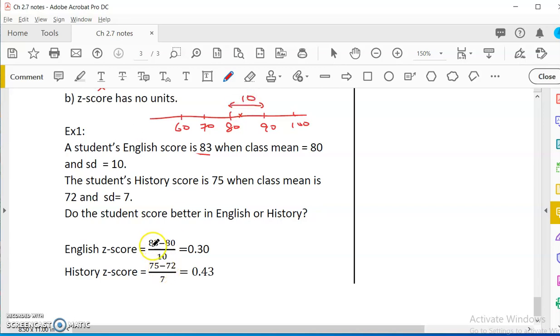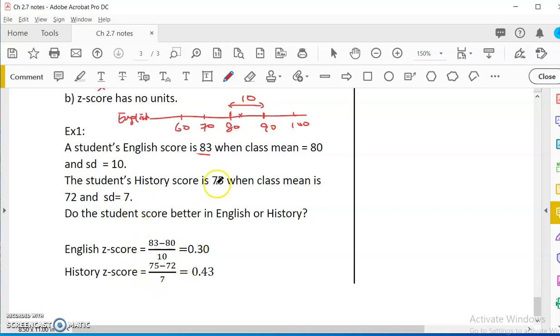So we would calculate 83 minus 80 over 10, that's 0.3. So this is the English z-score. Its position on the English data line is 0.3. So if someone tells me that your z-score is 0.3, you know that you are 0.3 times of a standard deviation above the mean. You're not 0.3 score above the mean. It's 0.3 times of the standard deviation. If the standard deviation is 1 tick mark, you are 0.3 tick mark, right?